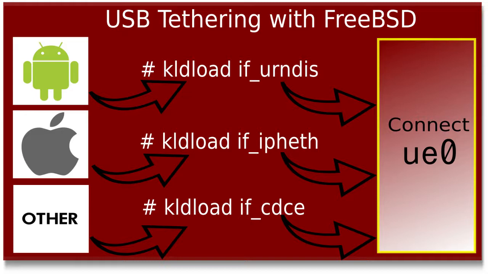Before you attach the device, you need to load the appropriate driver into the kernel. For Android, you kldload if_urndis. For Apple, it's kldload if_ipheth. And for older other devices, it's kldload if_cdce. Once the device is attached, a new network device, ue0, will be available for connection.